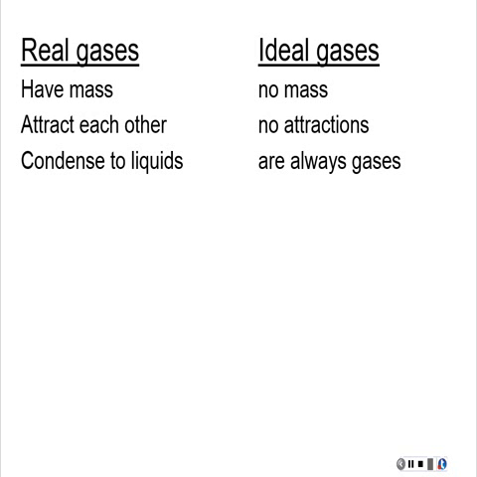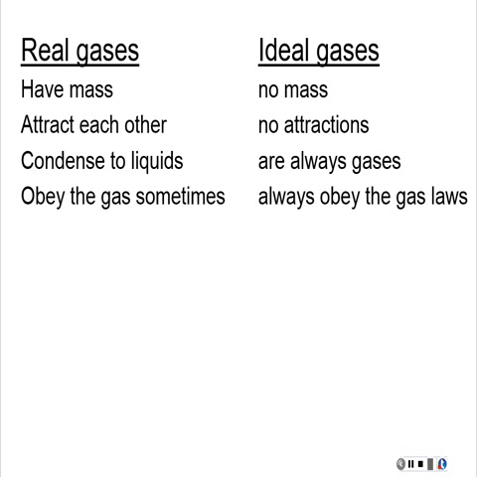A real gas could condense to a liquid if you cooled it enough or pressurized it enough, whereas an ideal gas would never change to a liquid, no matter how much you pressurized it or cooled it. Real gases obey the gas laws sometimes, just like you obey laws sometimes. But the ideal gases would always obey the gas laws under all conditions.